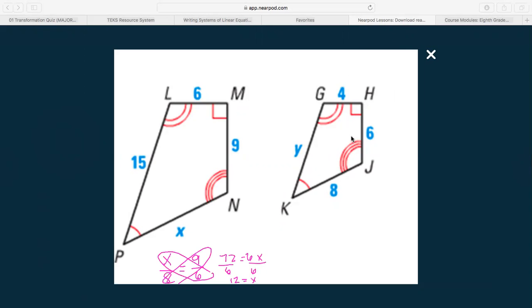What proportion did you set up? Carolina? So I used X over 8 equals 6 over 4. And it gave me 12. Awesome, because 8 times 6 is 48 equals 4x. Divide both sides by 4. X equals 12. Anyone do a different one? Anyone on Zoom do a different one?